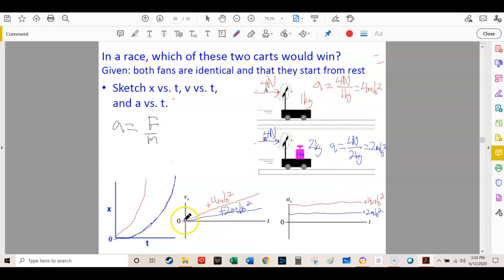And so their velocity versus time graphs are going to be very different too. They're going to have 2 different slopes for those. And that translates to you having a lot steeper change in position over time for the red cart, the 1 kilogram cart, than for the 2 kilogram cart. Okay?